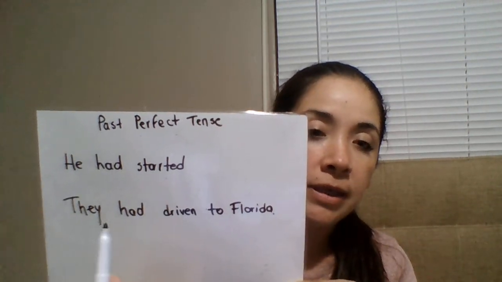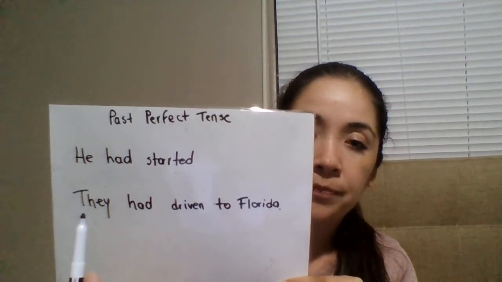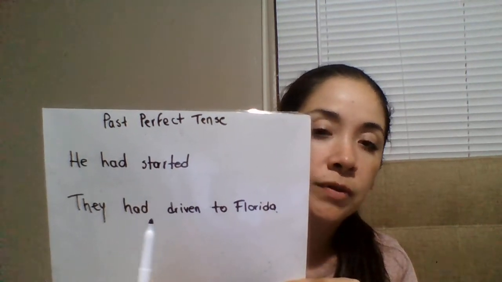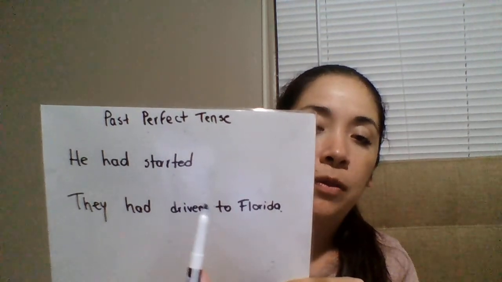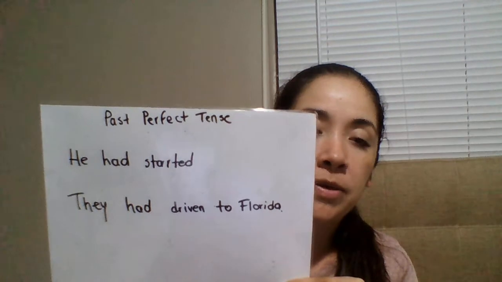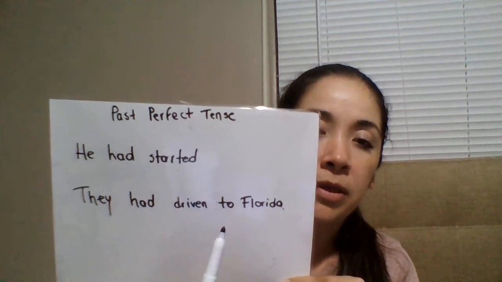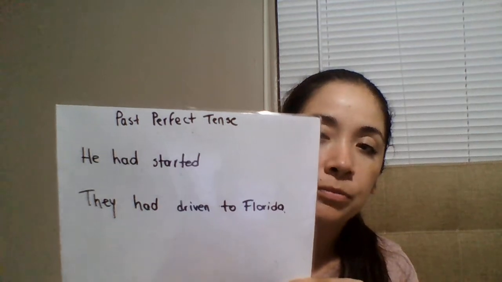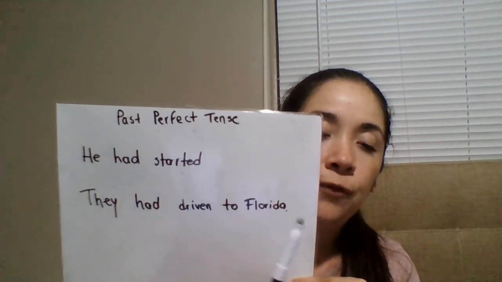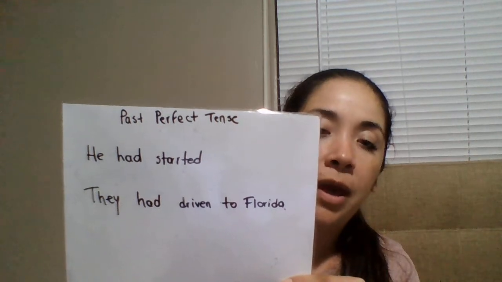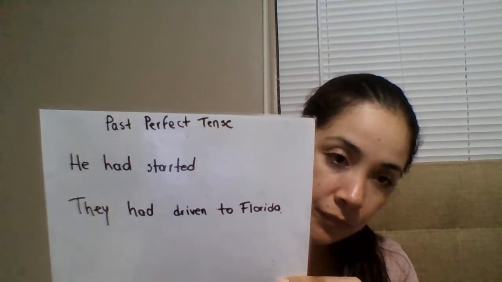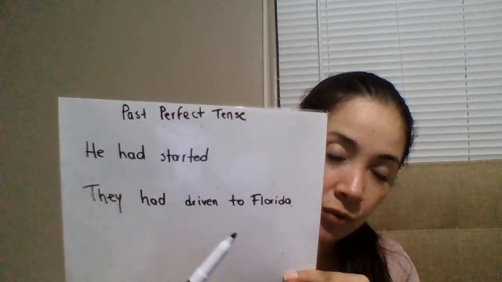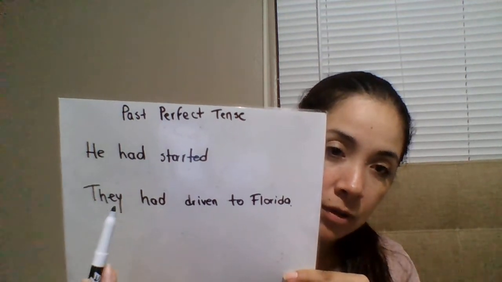Okay. They is the subject. Had is the auxiliary of the past perfect. Driven, the verb in the past participle form. Remember that this verb, it's the third column, okay? To Florida. They had driven to Florida. Okay, this is the structure of the positive sentence.